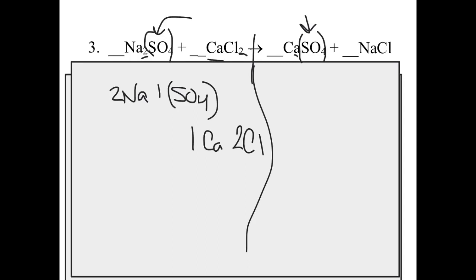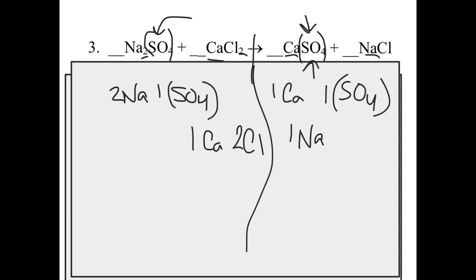Now on this side, on the product side, I have 1 calcium, I have 1 sulfate. Remember, I'm just keeping that all together. You don't have to, but it makes the balancing a little bit quicker. All right, I also have 1 sodium, and I have 1 chlorine.